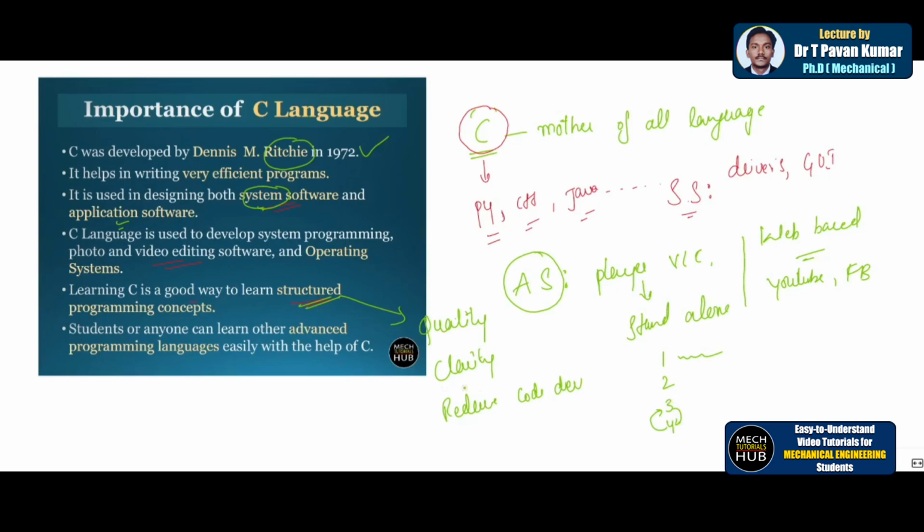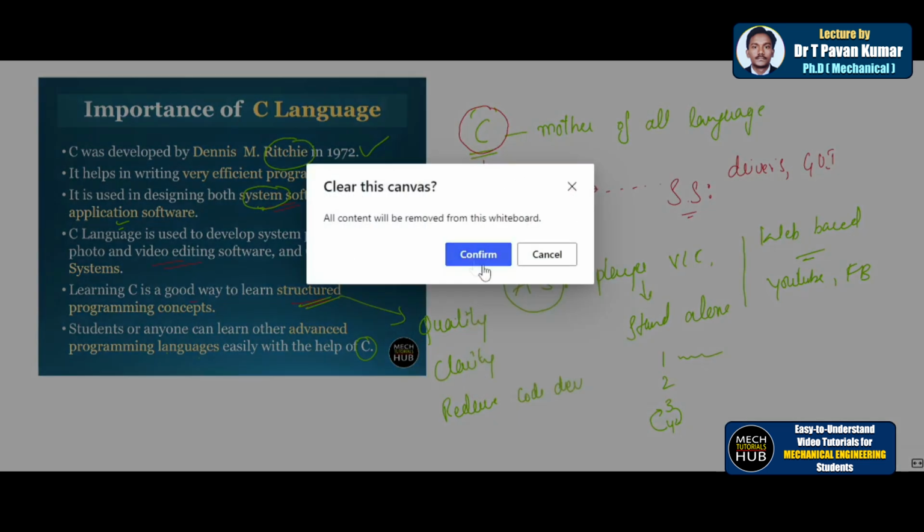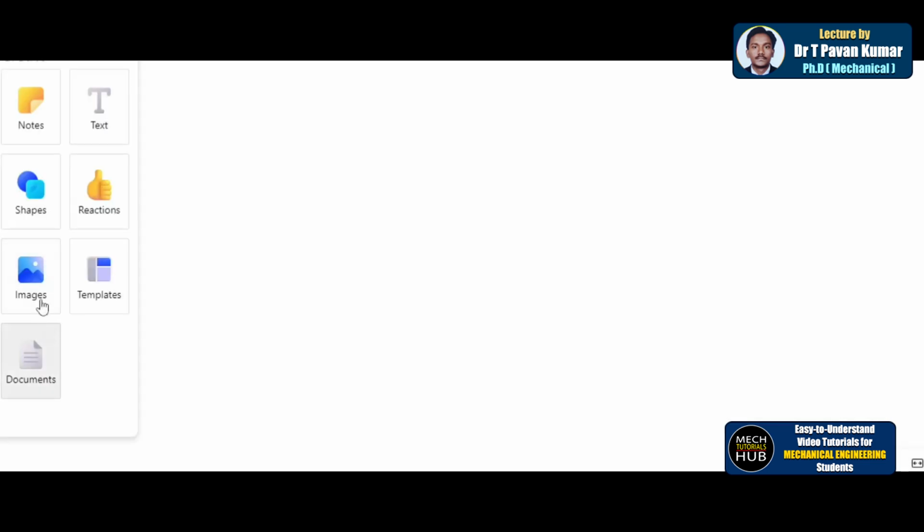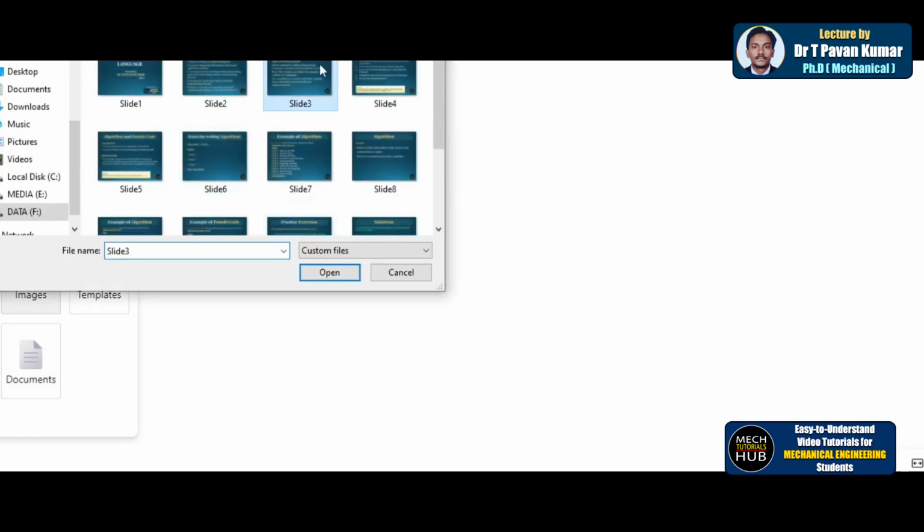That is one more. Students or anyone can learn other advanced programming languages easily with the help of C. The way I said, Python is a trending software; likewise you have many other softwares in the market. If you understand C better, then it becomes easy to understand other languages by ourselves, without the involvement of other people, because of having the basic knowledge of C. Okay, I'll go with the next slide now, wherein I'm going to give you the importance of C language.